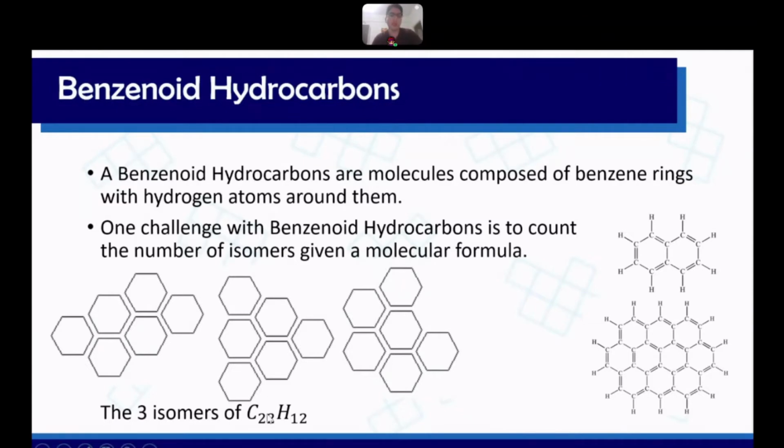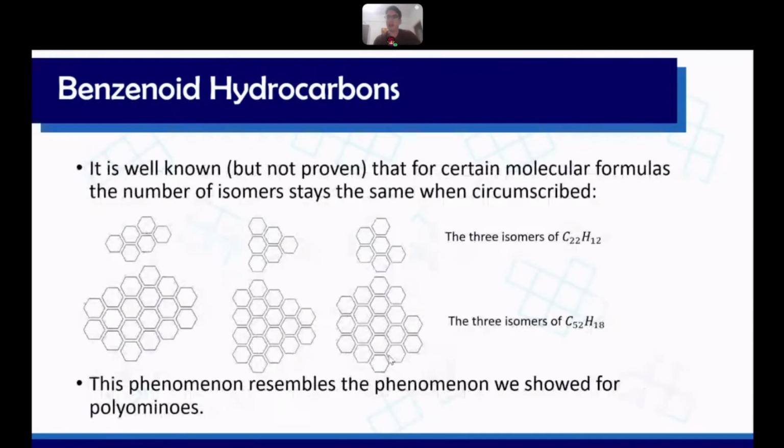So in the case of C22H12, for example, we have 3 isomers. These are all the ways to arrange these atoms. And the chemists knew, beginning from the 1990s, that there is a phenomenon, but they couldn't prove it: that if we take all the isomers of some certain molecular formula, for example, C22H12, and circumscribe it, which means inflating in the terms that I've defined before, we get all the isomers of some larger molecular formula.